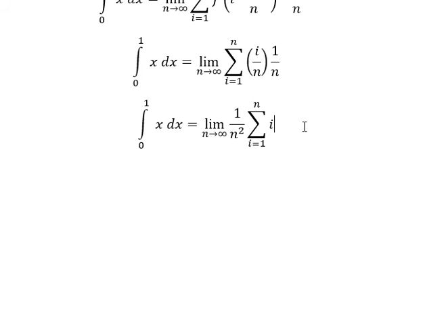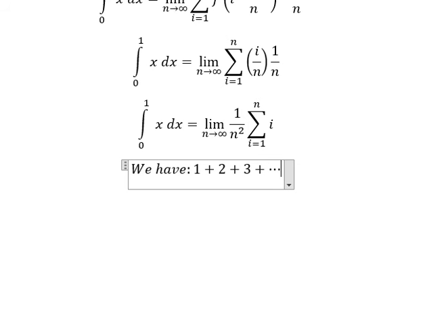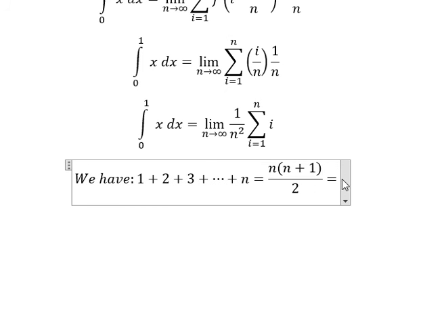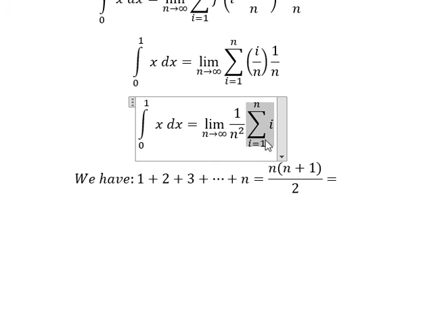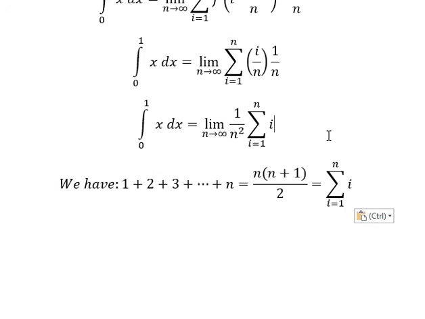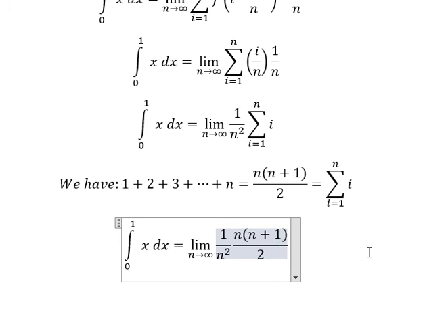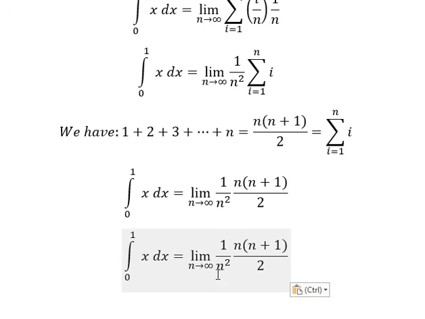Next, we have the second formula: 1 plus 2 plus 3 up to n equals n times (n plus 1) over 2, and that is equal to this series in here. Now we need to put this one in here. So n divided by n.